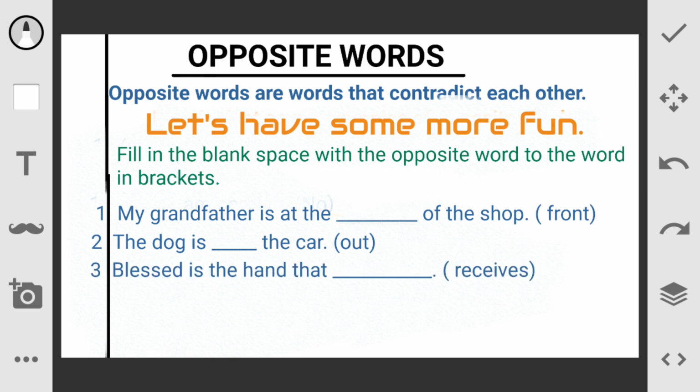Number 3. Blessed is the hand that dash in brackets receives. What is the opposite of receives?